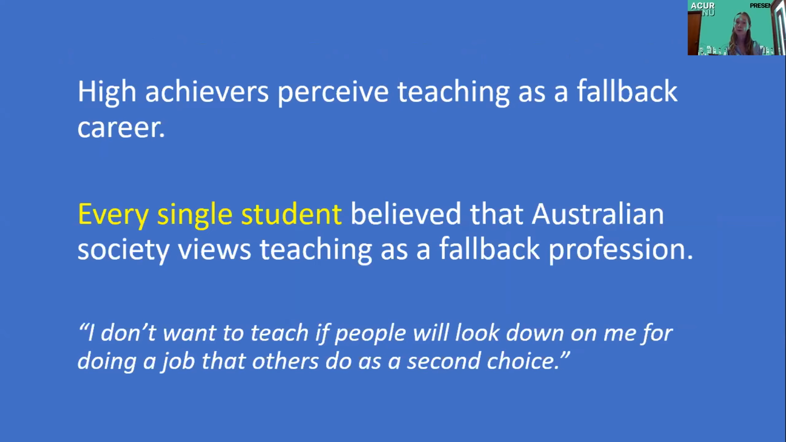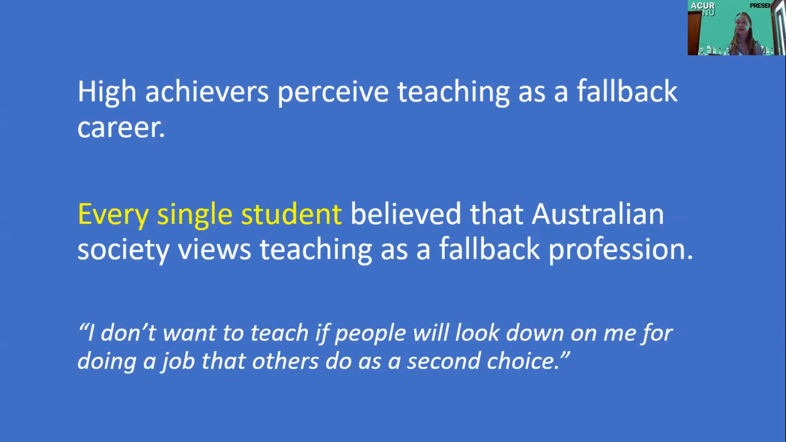The third and final reason for high achievers not wanting to go into teaching is that they perceived it as a fallback career. In fact, every single student across the survey and across the interviews said that they believed Australia's society viewed teaching as a fallback profession. Now that's extremely shocking, that every single person that participated in this study thought that teaching was a fallback profession, and quite worrying. You can see the quote below that the student said, "I don't want to teach if people will look down on me for doing a job that others do as a second choice."